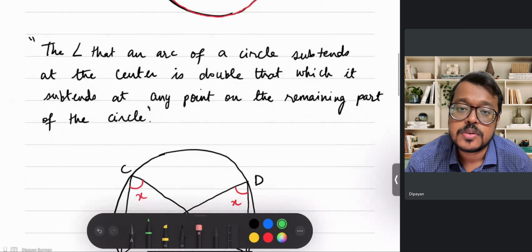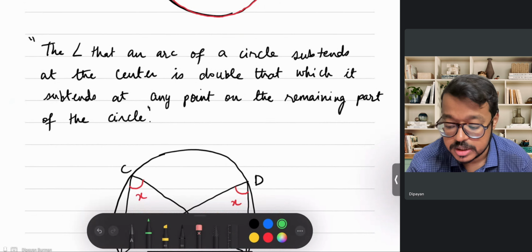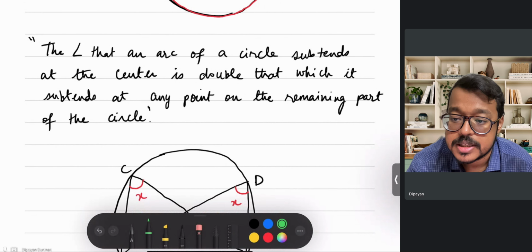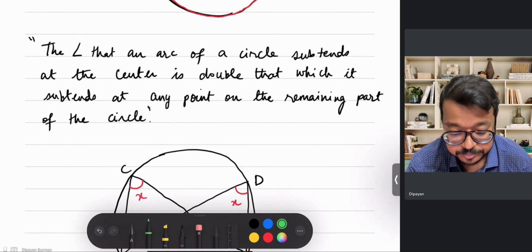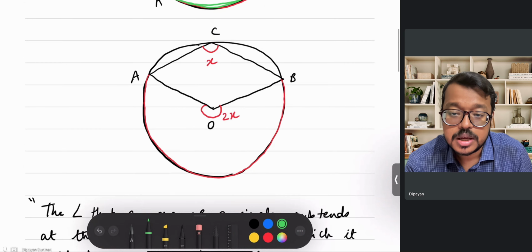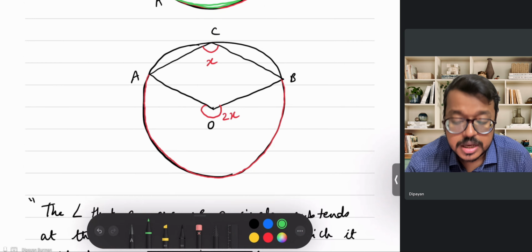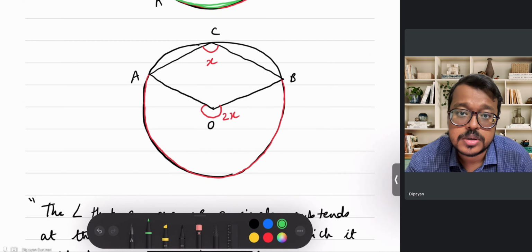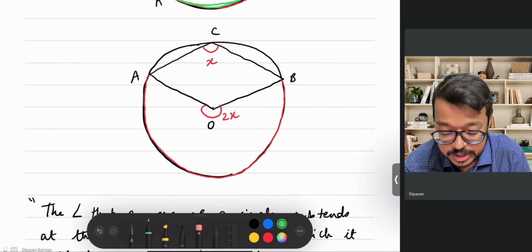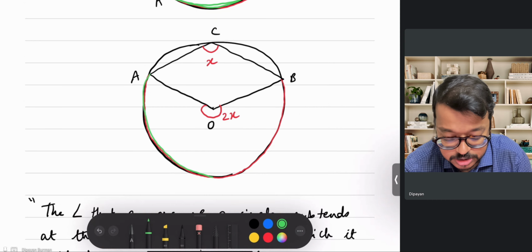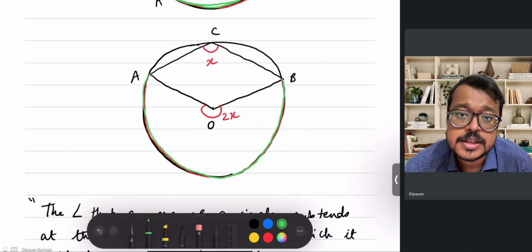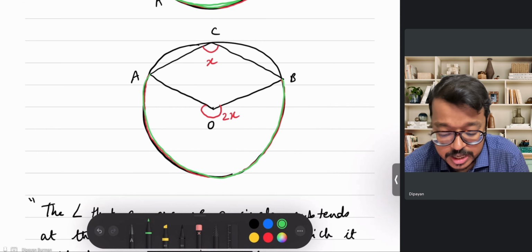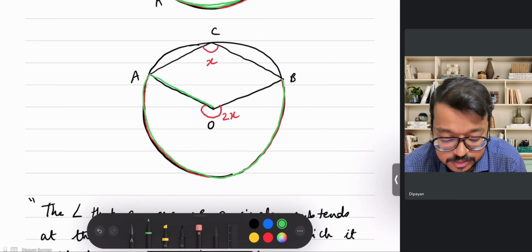Okay, so if you want to know the statement of this theorem, this is the statement. The angle that an arc of a circle subtends at the center is double that which it subtends at any point on the remaining part of the circle. Also, just to give another context, the arc that we are talking about can be a major arc also. For example, here AB, I am taking the major arc AB, which is more than half of the circle. Then the angle subtended by major arc AB at the center will be the reflex angle AOB.